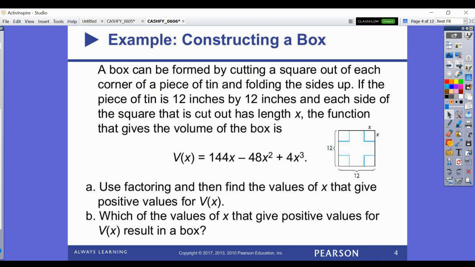So for the first polynomial here, we just have an application. So this helps you put the answers into reasonable context. But if you didn't even have the context and you had this polynomial, we could still solve it. So we have this 12 by 12 box with the corners cut off. I've seen problems like this before. They've already written the volume function out for us. And we want to solve it. So use factoring and then find the values of x that give positive values for v of x. So we want to know when this volume will be positive because we obviously don't want a negative volume.